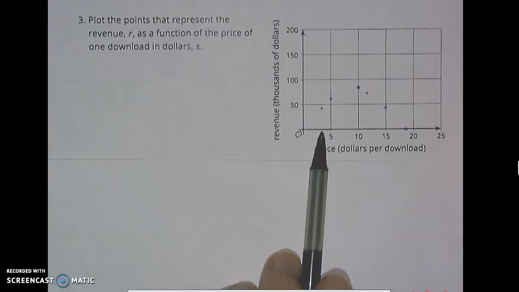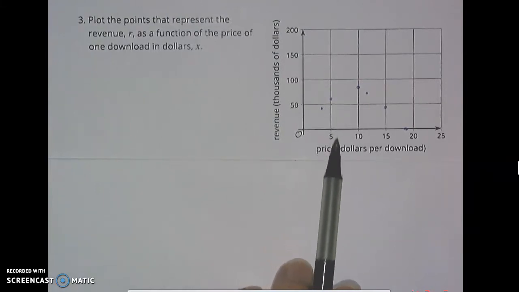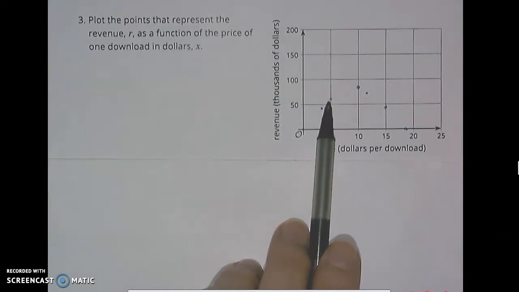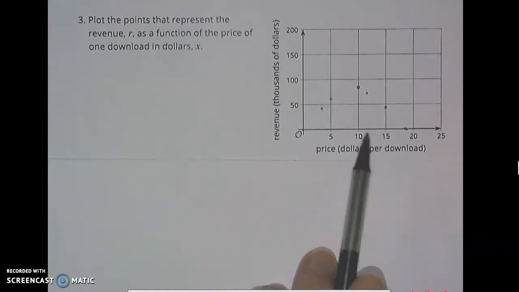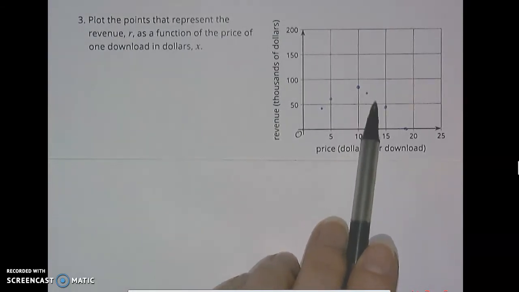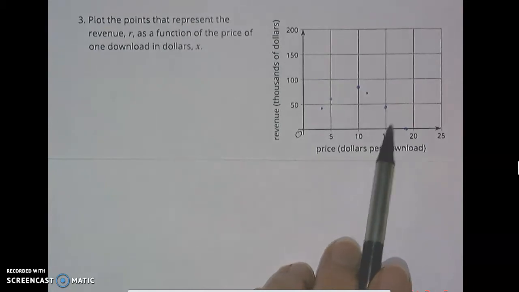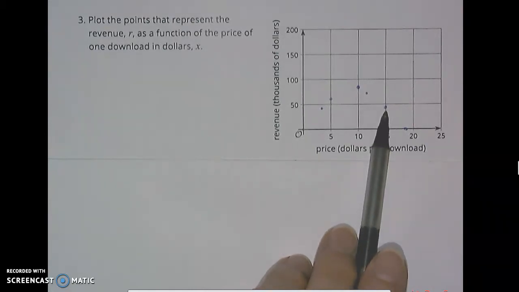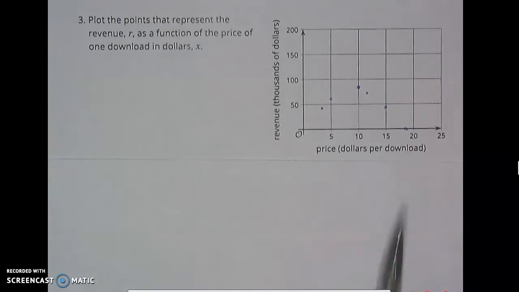So this represents the (3, 45), (5, 65), (10, 80), (12, 72), (15, 45), and (18, 0). Okay, so those were all of our points there.